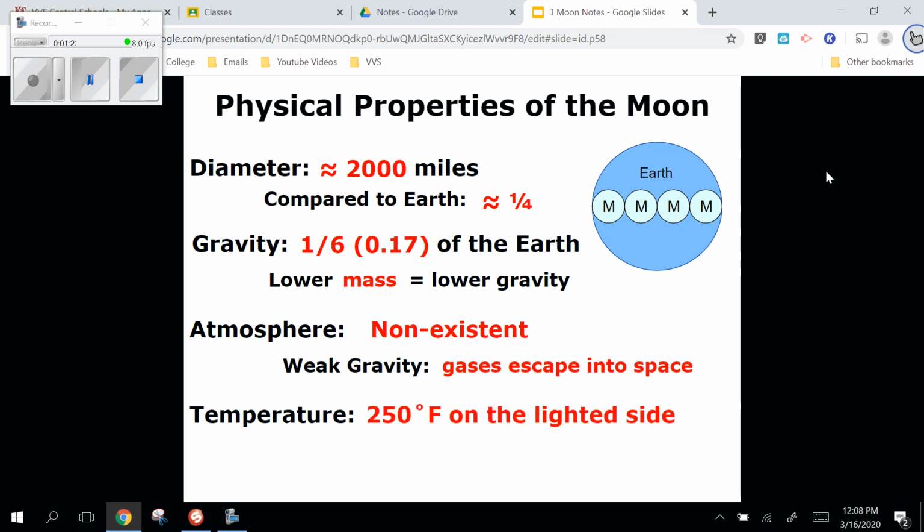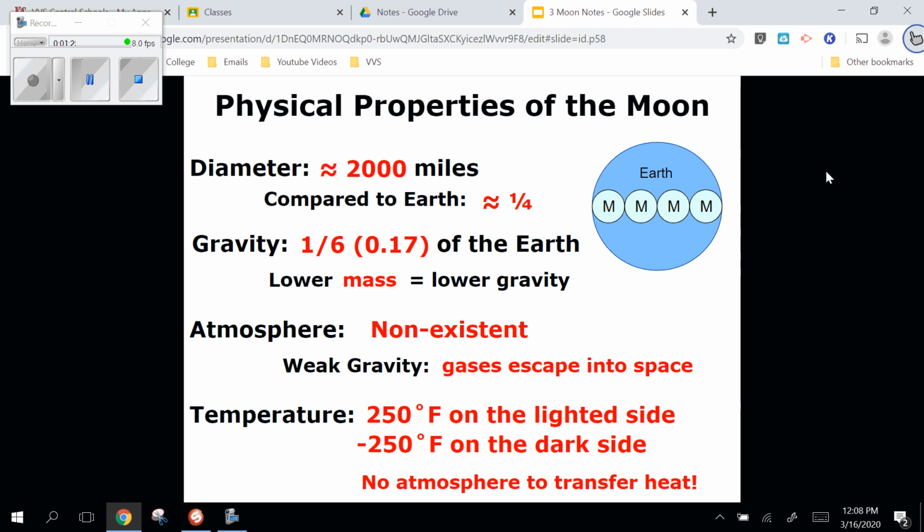And because of no atmosphere, on the lighted side of the moon, the side that's facing the sun, it's around 250 degrees Fahrenheit. I mean, we get upset with a 100-degree day here on Earth. And then it's around negative 250-ish on the dark side. The reason for that is because there's no atmosphere to move that heat around the moon. So it's hot when the sun is beating on it, and it's cold when it's not.